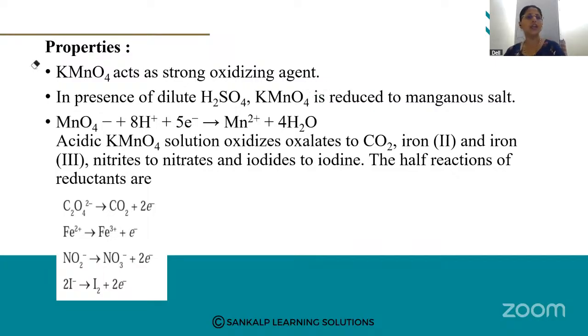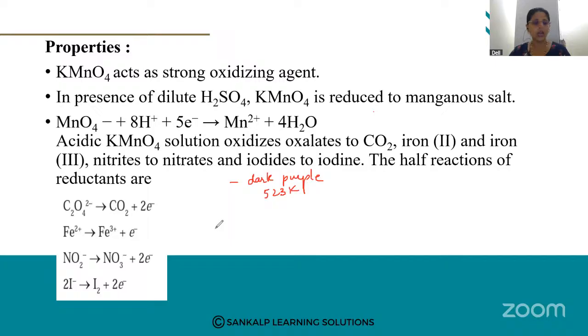In presence of dilute H2SO4, KMnO4 is reduced to manganese ion. You can look at the ionic equation. So these are some of the important properties of KMnO4. What are the properties of KMnO4? Physical properties: KMnO4 crystallizes as dark purple crystals with greenish luster, and its melting point is 523 Kelvin. It is soluble in water.